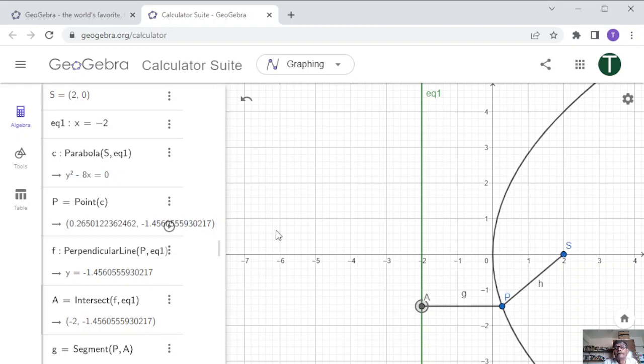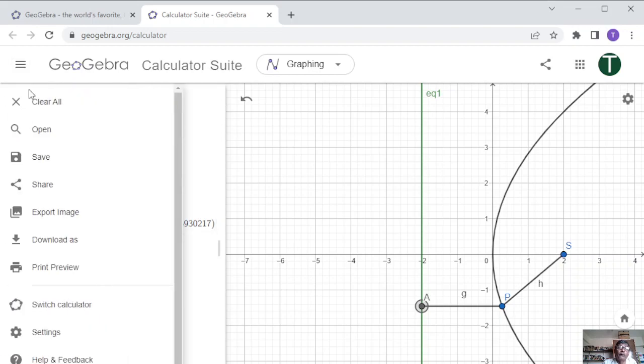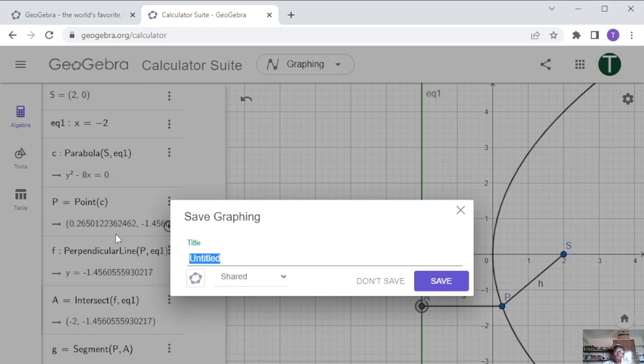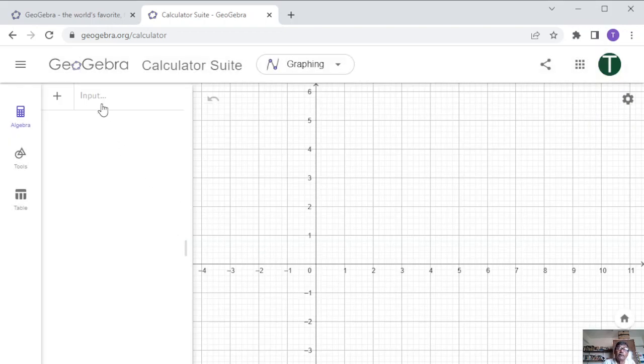So that's fine. Now what I will do is this. I will clear all my board.